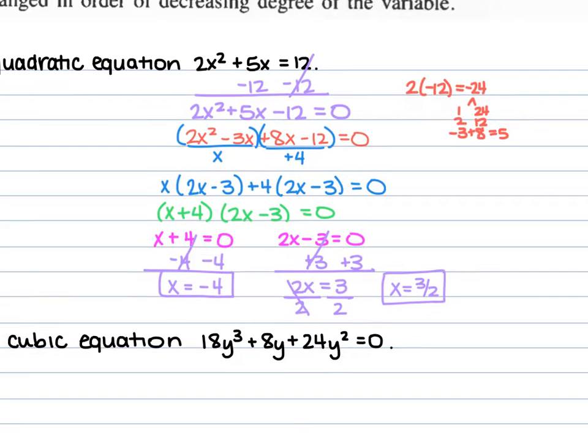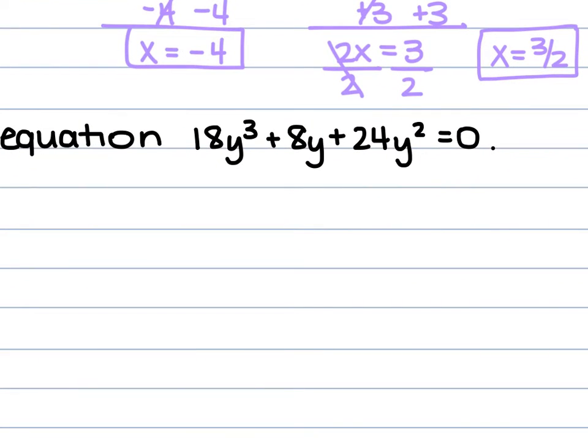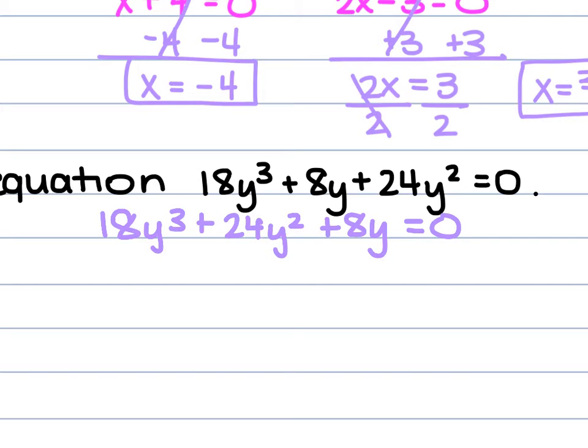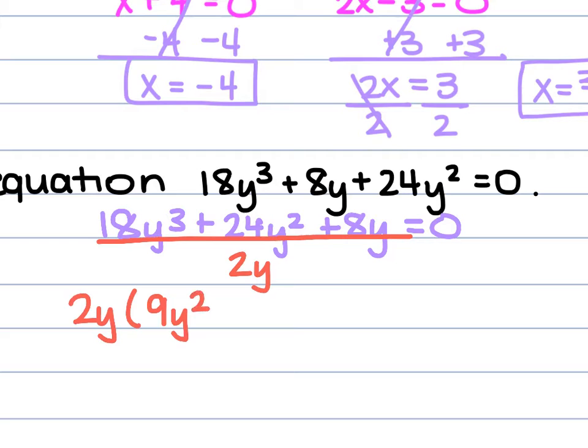For our next one, we have 18y cubed plus 8y plus 24y squared is equal to 0. I'm going to rewrite this to where it's in standard form, and then I'm going to factor out a greatest common factor. So if I rewrite in standard form, I'm going to have 18y cubed plus 24y squared plus 8y is equal to 0. Our greatest common factor here is 2y, so I'm going to factor out a 2y from this. This is going to leave us with 2y times 9y squared plus 12y plus 4.